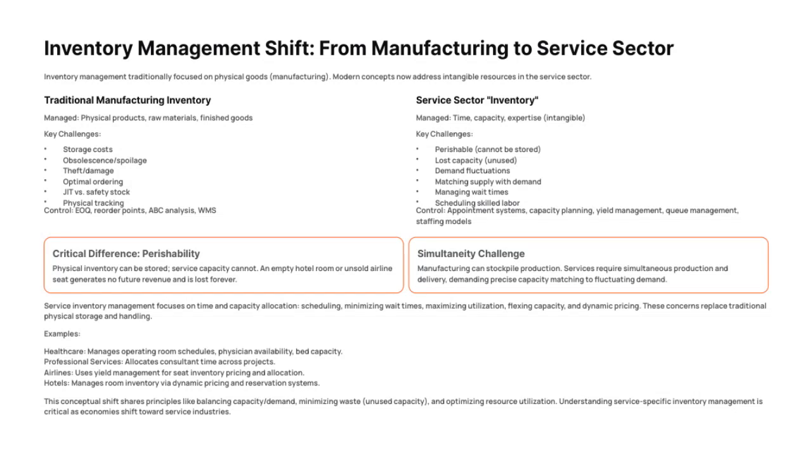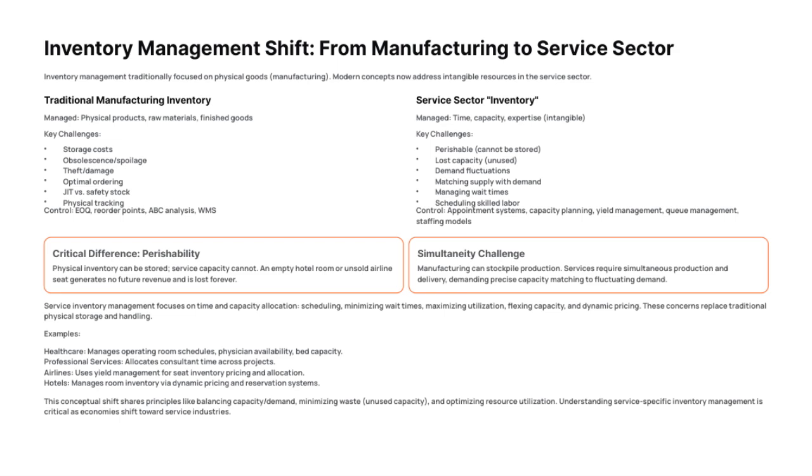This slide highlights a significant conceptual shift in how we think about inventory management. Traditionally, in manufacturing, the focus was on managing physical goods: raw materials, work-in-progress, finished products stored in warehouses. But now, especially as economies move toward service industries, the principles are evolving. The core ideas like balancing capacity and demand, minimizing waste, meaning unused capacity, and optimizing resource utilization remain essential. However, understanding service-specific inventory management becomes critical because services are different from physical goods.